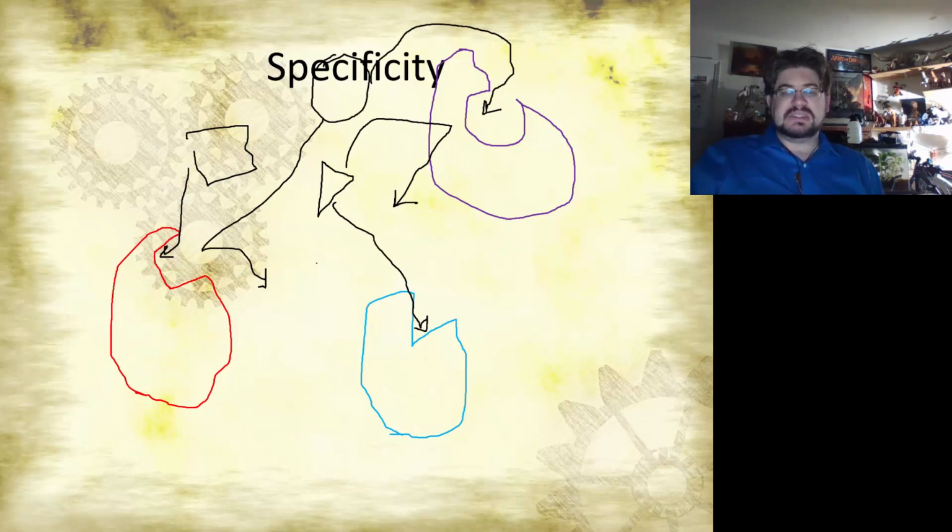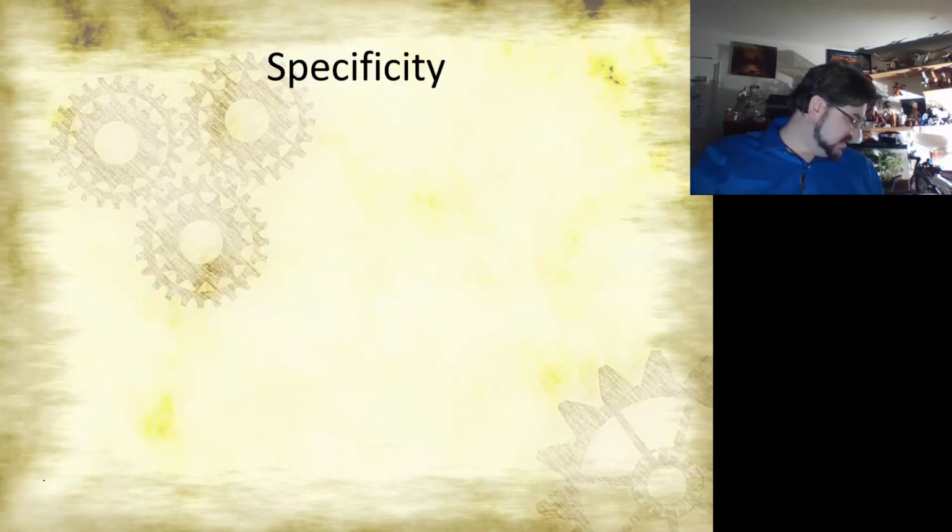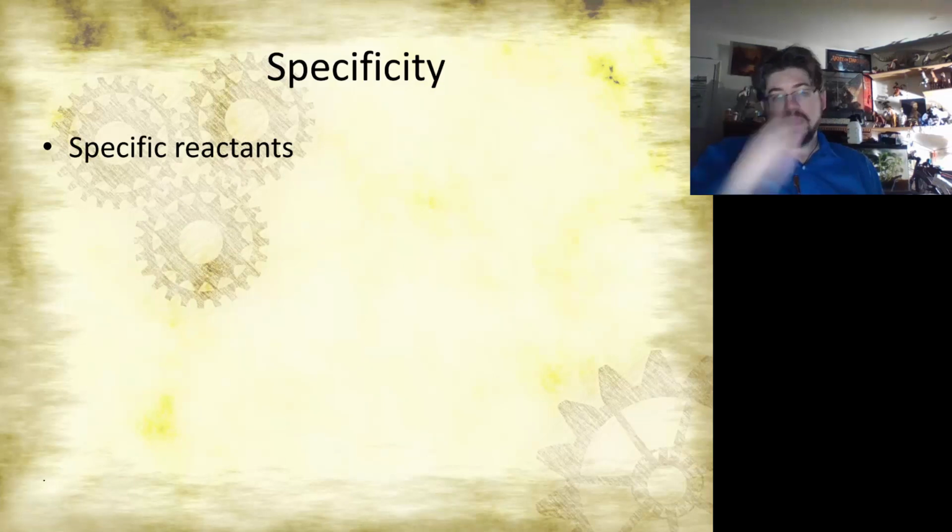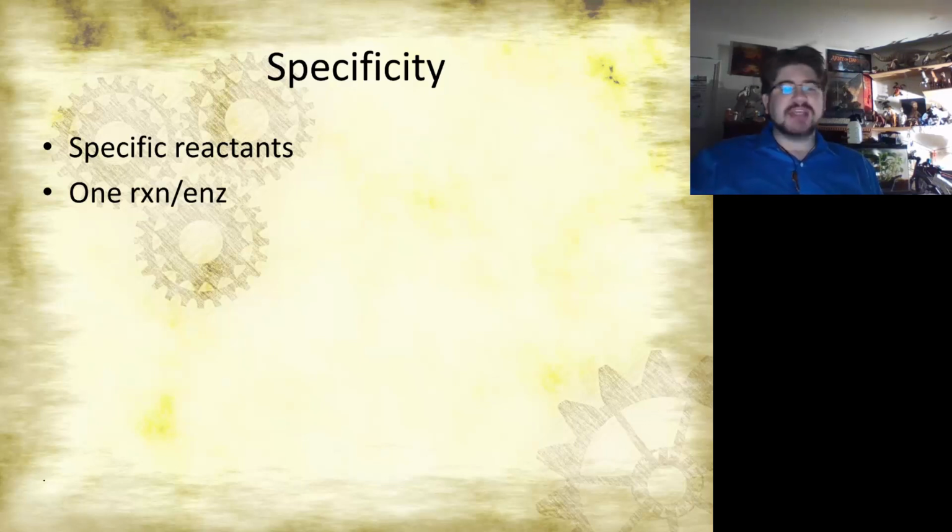Enzymes are specific to the reactions they catalyze. They are specific to the reactants and the reaction that they catalyze. So, only specific reactants can bind to a specific enzyme. This means that for every single different chemical reaction involved in cellular respiration, there are different enzymes. So one reaction, one enzyme, because that enzyme is specific to that reaction.